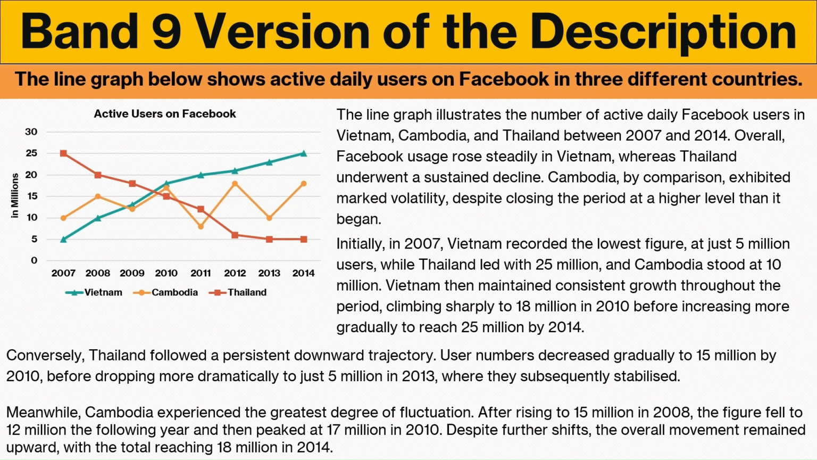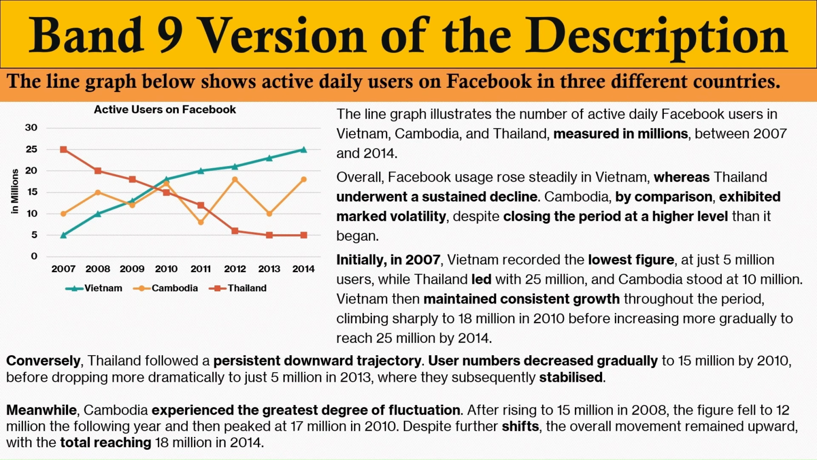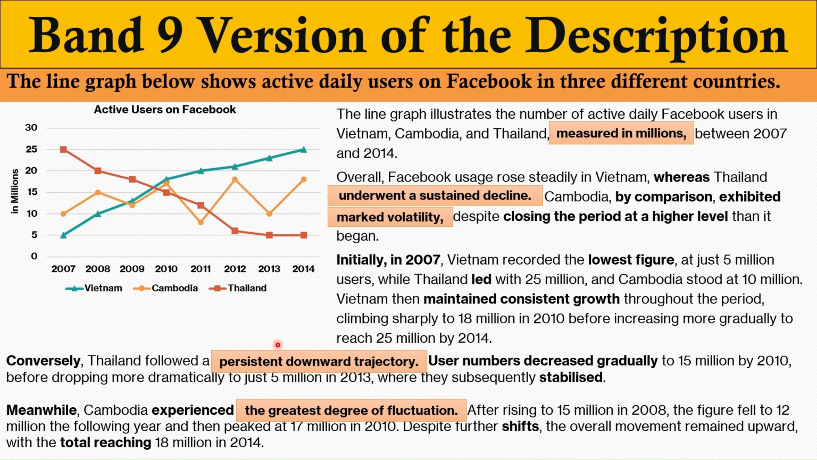What has changed is precision and refinement. For example, in the introduction, measured in millions is added to make the unit of measurement explicit. Instead of saying experienced a continuous decline, I have used underwent a sustained decline. The meaning is similar, but the tone is slightly more academic. Fluctuations become marked volatility, which sounds more precise and controlled. Instead of repeating simple trend language, we see phrases like persistent downward trajectory and the greatest degree of fluctuation.